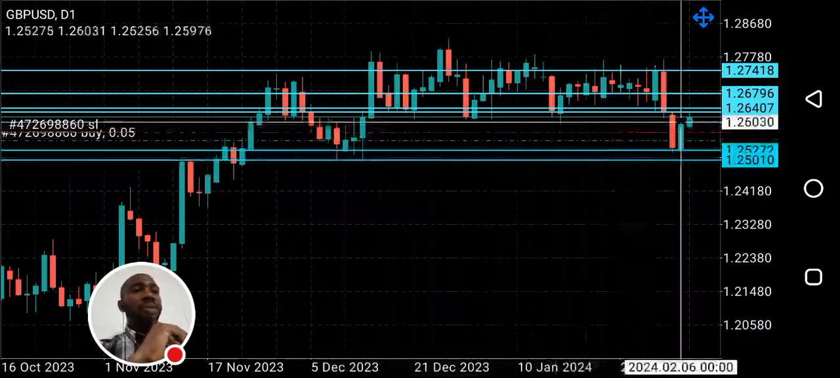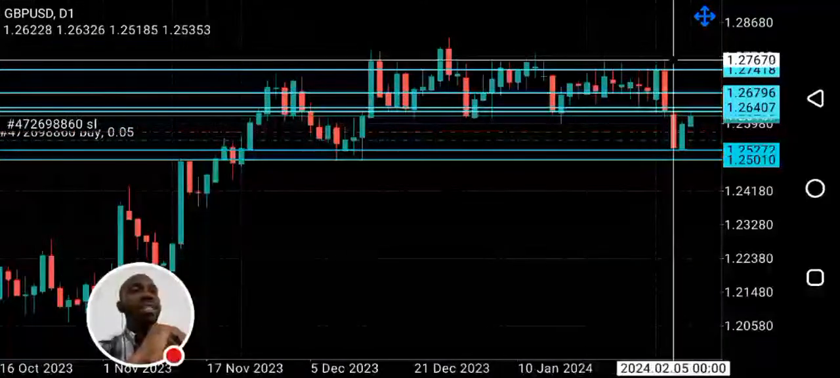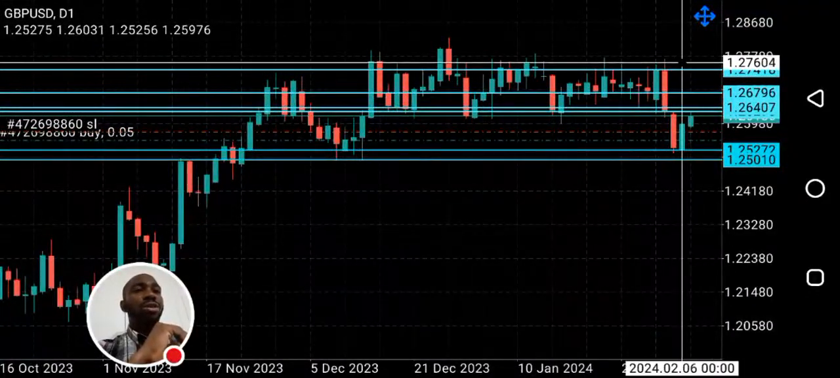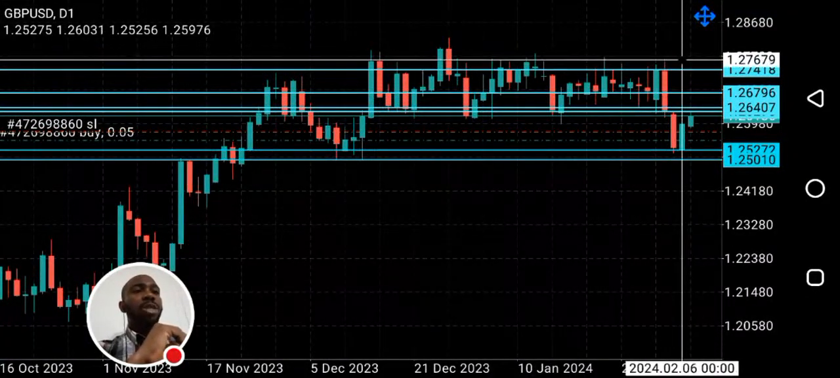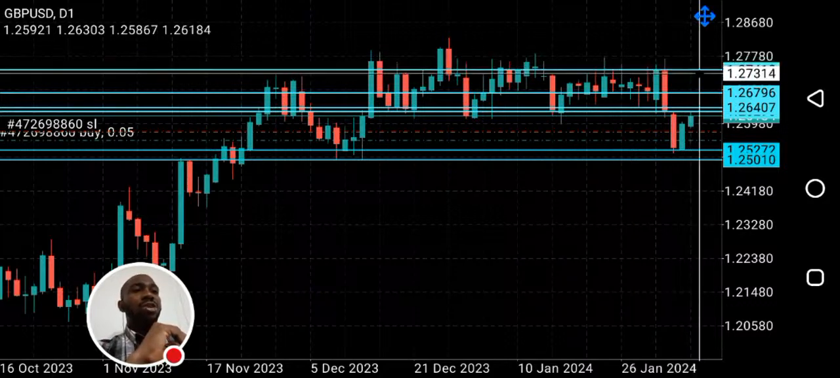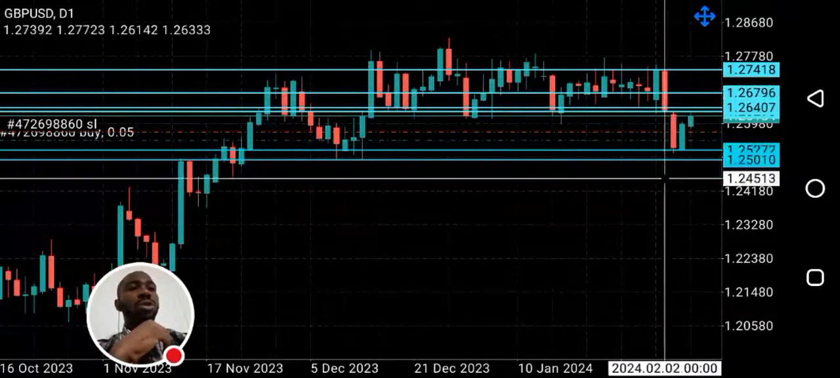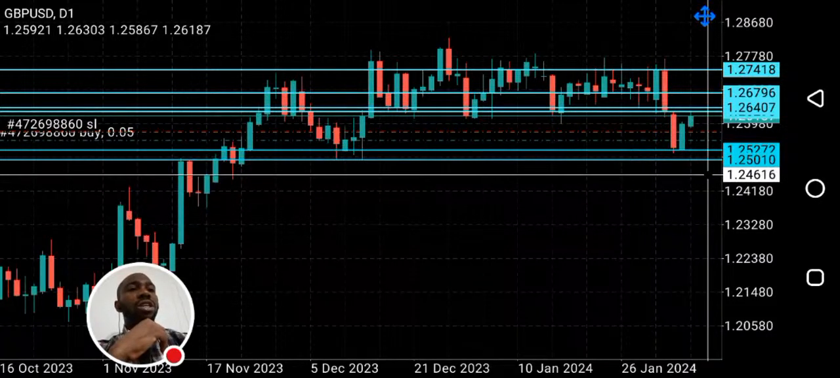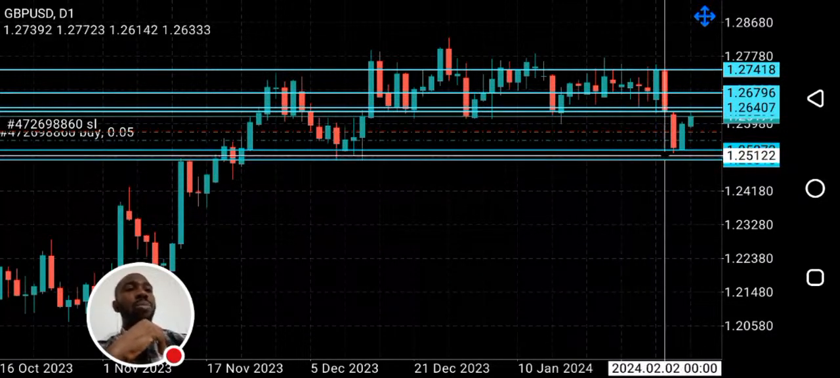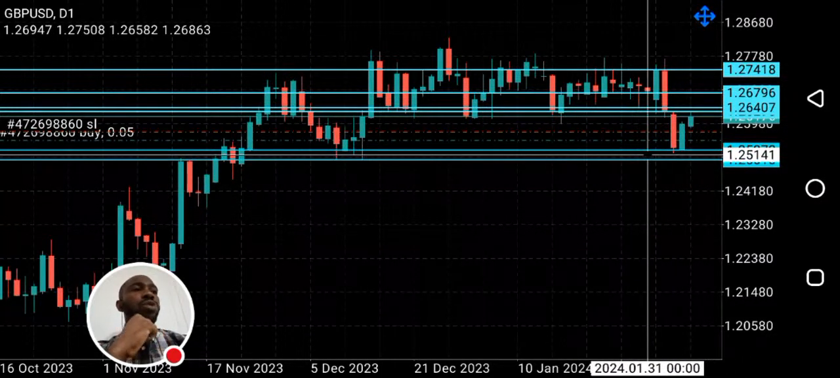I'm expecting it to come and clear these highs. That's my expectation on GBP USD. At the moment, the bulls are in control. If you are considering selling, you should wait for price to break this support. That is when you will consider selling.